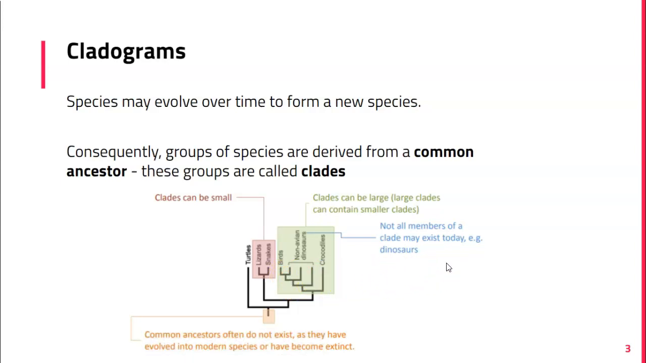It's just kind of interesting. And sometimes you can have extinct clades that don't exist anymore, right? Like dinosaurs don't exist anymore. And so they are still present on the cladogram because they did exist at one point, but they are no longer existing today.